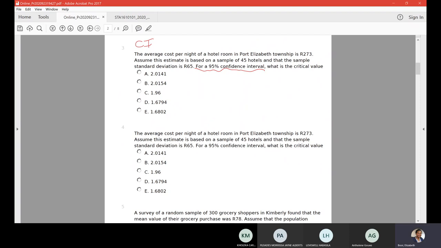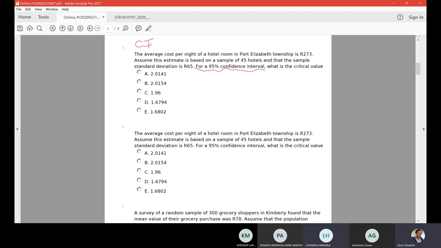So with the confidence interval, there are certain things that we need to always remember. Remember that we can calculate confidence interval for the mean when the population standard deviation is known, means they would have given us the sigma or the population standard deviation. Or we can calculate it for the mean when the population standard deviation is unknown. It means they would have given you their sample standard deviation and also for the proportion.